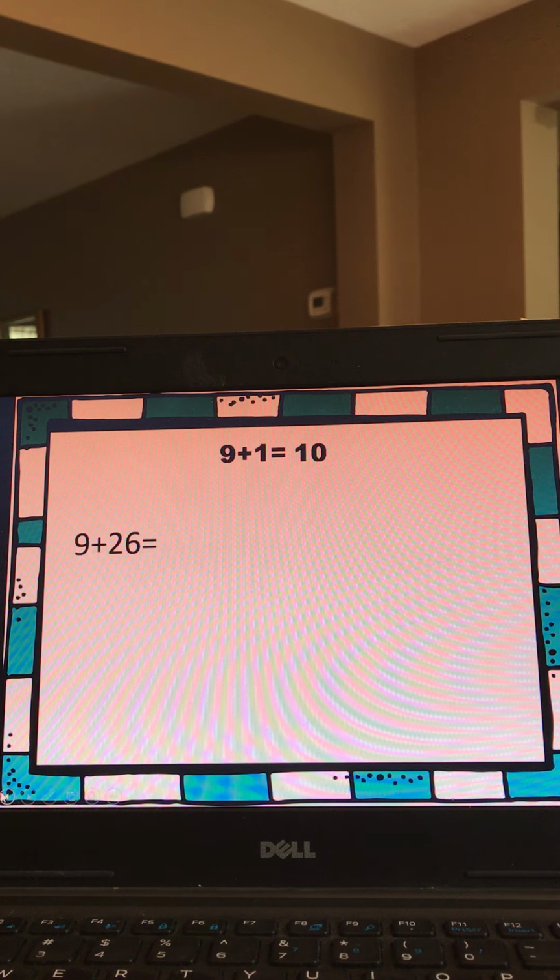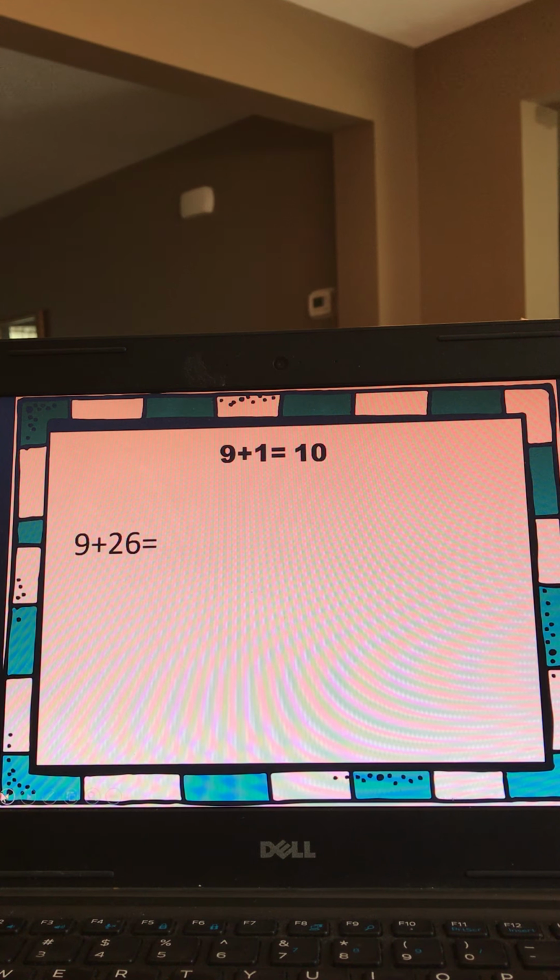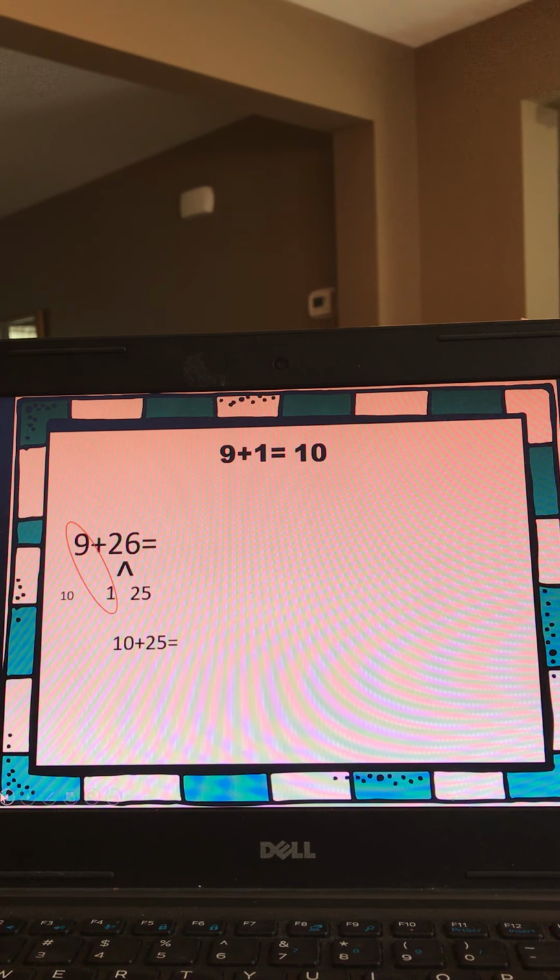So if I gave you 9 plus 26, you could look at it and say, well, I could take 1 away from 26 and add it to the 9, and then it would be 10 plus whatever was left over from the 26. Let's see if that works. So 26 is equal to 1 plus 25. So I'm going to add 9 plus 1, which equals 10, and then my new equation becomes 10 plus 25. So then I just have to think, what's 10 more than 25? Well, the answer is 35.